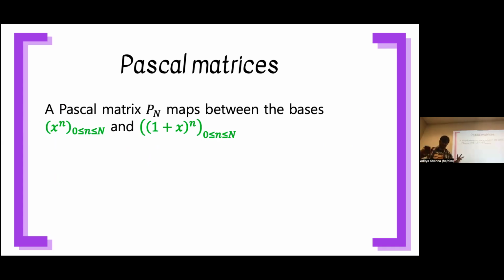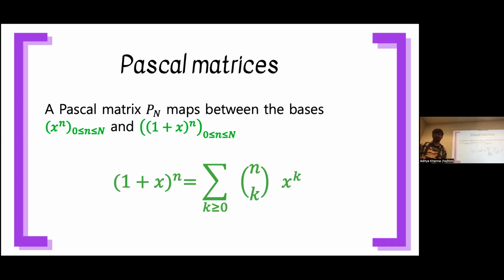And what is this doing on a fundamental level? It is a map between 2 bases, and the 2 bases are (1 plus x) to the n and x to the n. These are 2 bases of your polynomials. You can say polynomials of maximum degree capital N. And this is the famous binomial coefficient. Right, binomial theorem, we have all of this. This is something that you have seen a lot.